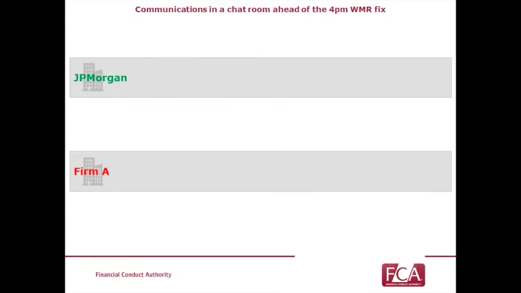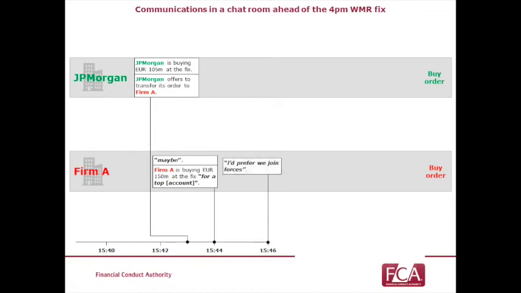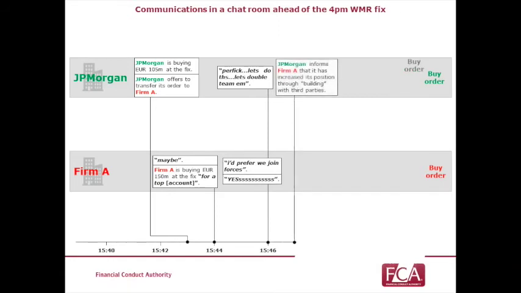Let's look at what the traders were saying to each other ahead of the fix. JPMorgan has net buy orders for €105 million. It offers to transfer its net buy orders to Firm A. Firm A says maybe. It has a buy order for a top account for €150 million at the fix. Firm A suggests, I'd prefer we join forces. JPMorgan responds, perfect, let's do this, let's double team 'em. Firm A replies, yes. JPMorgan tells Firm A that it has increased its total buy orders.